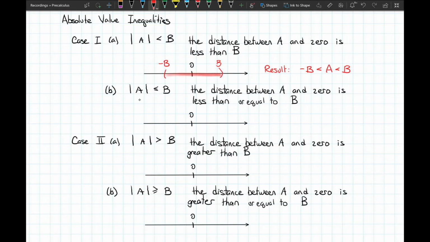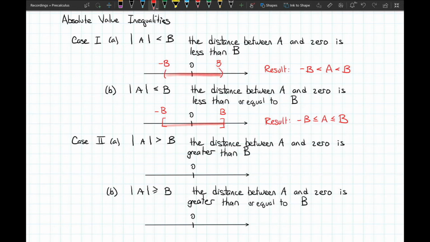And very similar, if we say that the absolute value of A is less than or equal to B, the only change is that the distance between A and 0 is less than or equal to B. So now we can put square brackets, and as a result, negative B will be less than or equal to A, and A will be less than or equal to positive B. And so that's case 1. Case 1 will end up becoming, let's call it maybe a sandwich inequality. A is sandwiched between the negative and positive values of B.